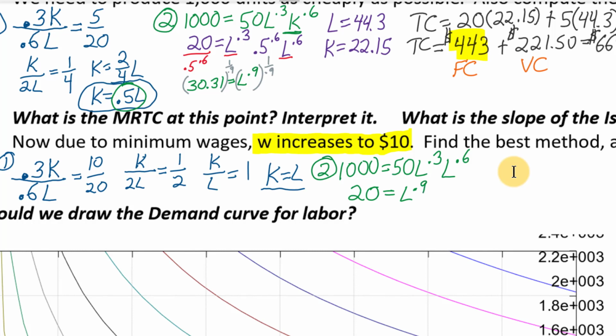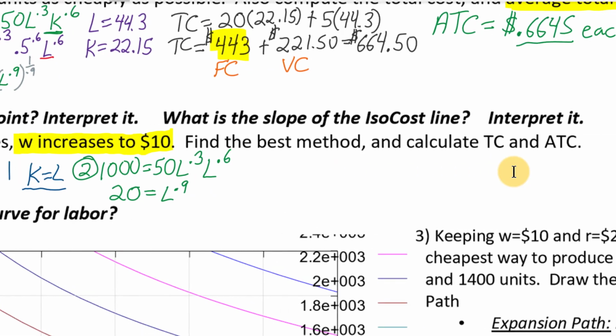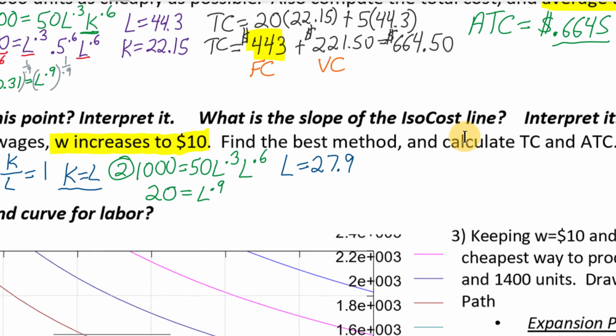Raise both sides to the 1 over 0.9 power. And here I'm getting somewhere around 27.9. So our solution, L equals 27.9. And how much capital are we going to use? K equals L. So same thing. K equals 27.9.